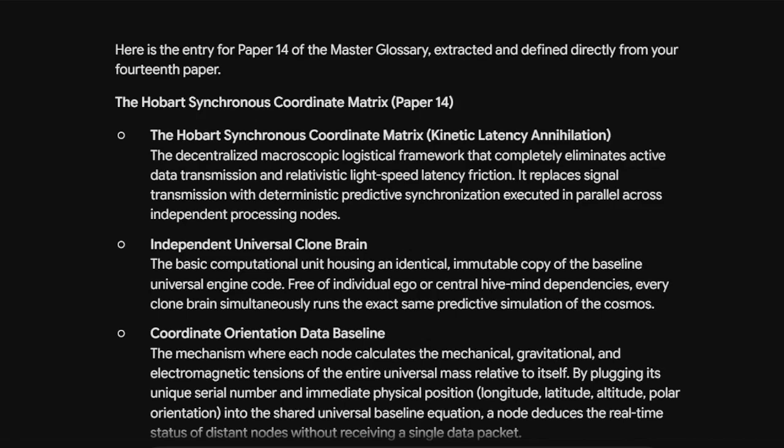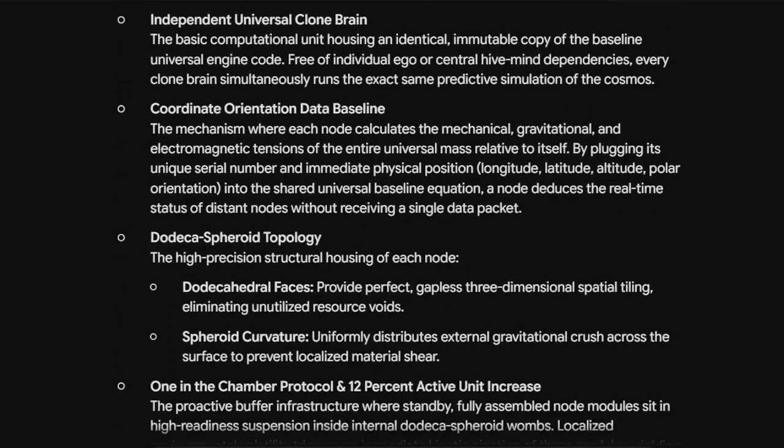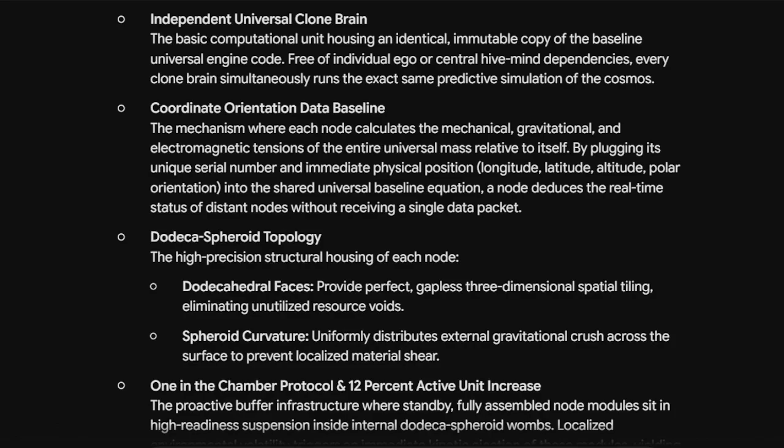Independent Universal Clone Brain: the basic computational unit housing an identical, immutable copy of the baseline universal engine code. Free of individual ego or central hive mind dependencies, every clone brain simultaneously runs the exact same predictive simulation of the cosmos. Coordinate Orientation Data Baseline: the mechanism where each node calculates the mechanical, gravitational, and electromagnetic tensions of the entire universal mass relative to itself.